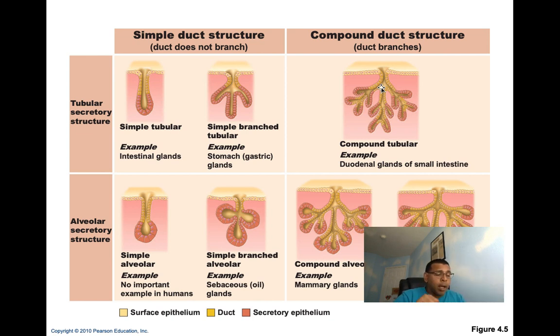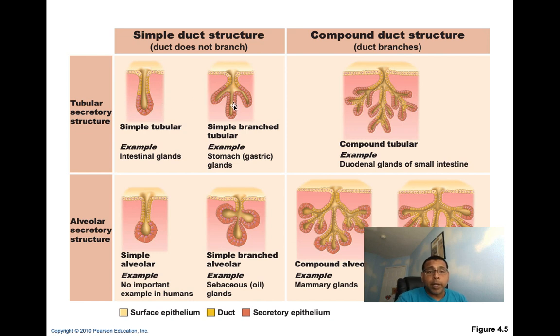The simple duct is a duct that has no branching to it. So simple ducts have unbranched ducts. Now when you talk about compound ducts, they're going to have a branched duct. So here you can see simple ducts, no branching. Simple duct, just here and here, no branching. Here, the duct, and then look, it branches down to here. So these are compound ducts versus simple.